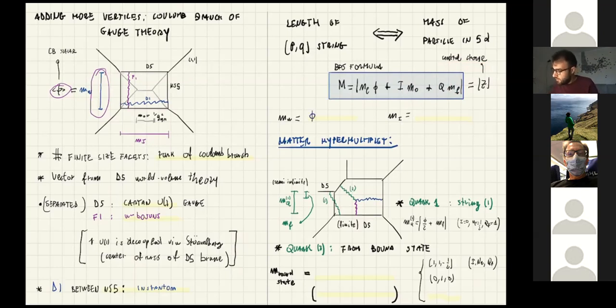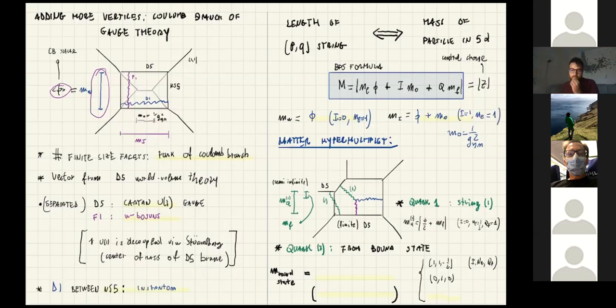Whereas for the instanton part, in this case I equals 0, the mass of the instanton particle is given by φ plus m0, where m0 is 1 over g_YM squared. Again, this can be computed by measuring the length of this segment. And we see that there is an m0 and there is a φ, which is given by this plus this. So I equals 1 in this case.